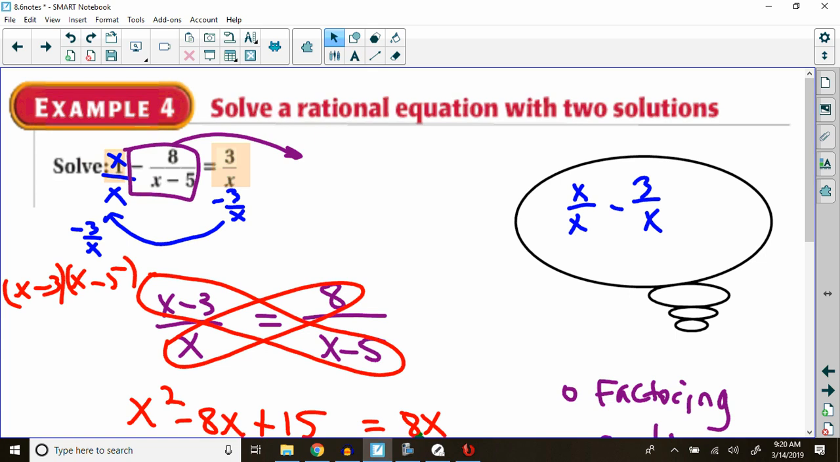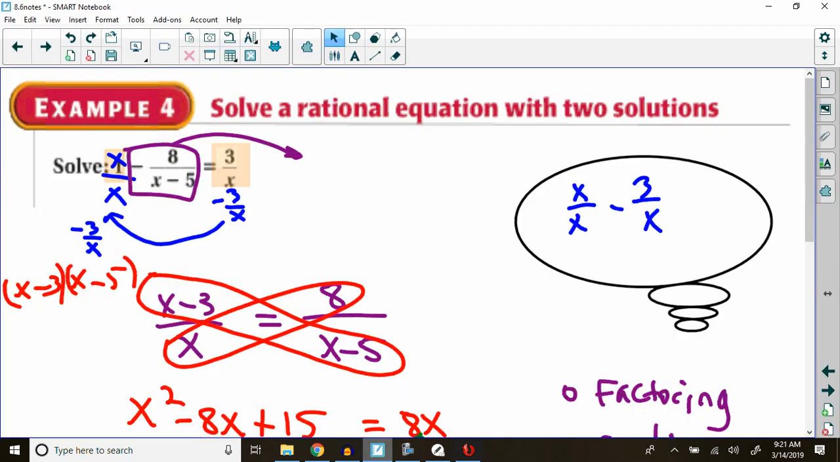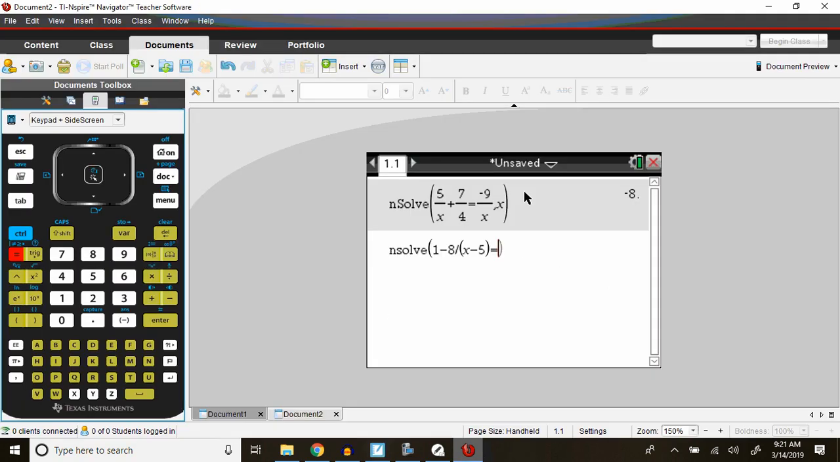So we had 1 minus 8 over the group of x minus 5. That was equal to 3 over x. We're going to solve that for the variable x. And my calculator tells me that one of my answers is 1. Well, there's two answers, though, and we only got it half right. That's 50%. That's not doing very good, is it?